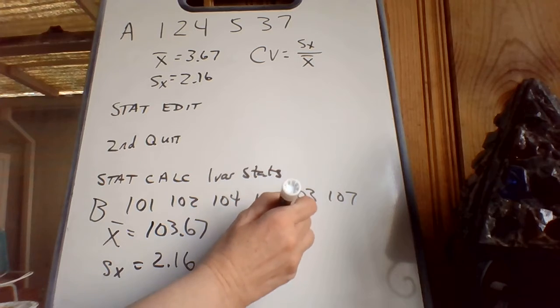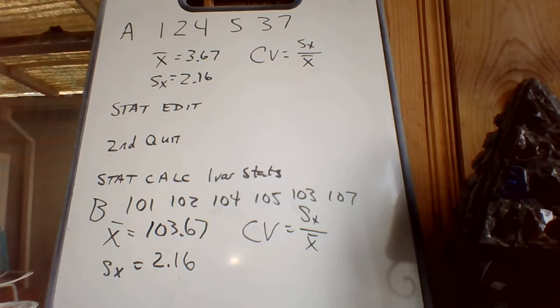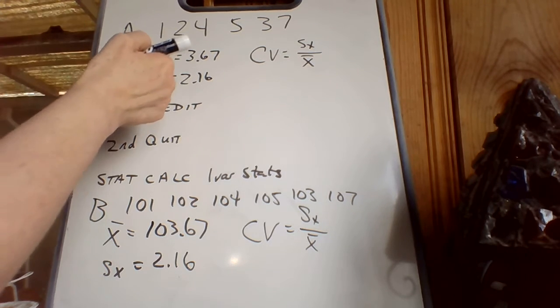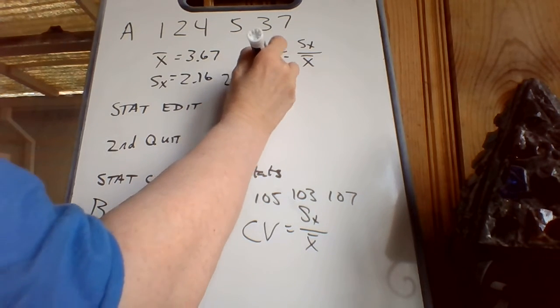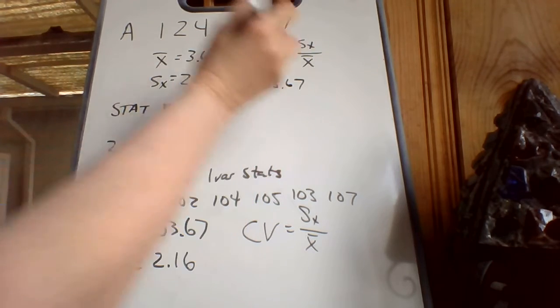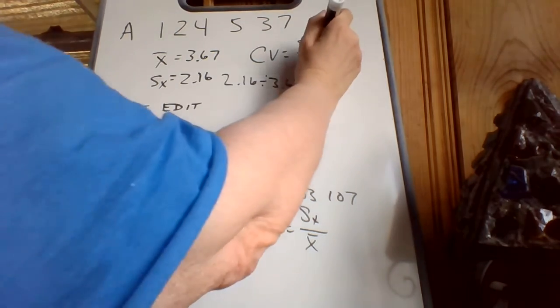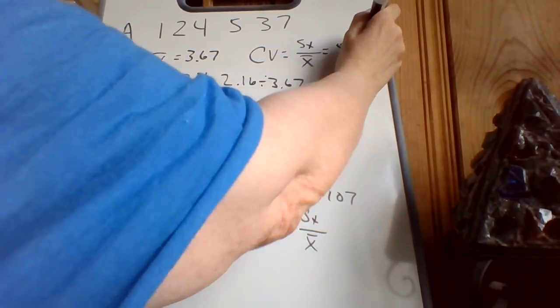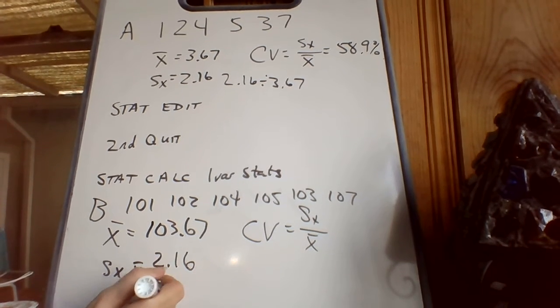Okay, so Sx divided by x bar. All right, now when I do Sx divided by x bar here, that's 2.16 divided by 3.67. 2.16 divided by 3.67, and I got 0.588. Now these are supposed to be as a percent, so I'm going to call this 58.9%.